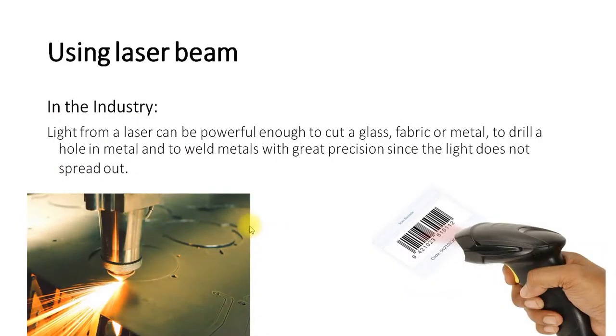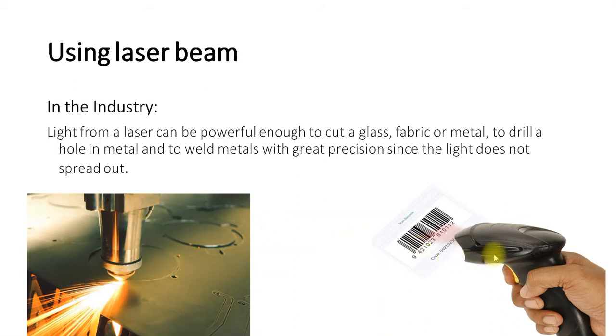Okay, now where and when do we use laser beams? Number one, in the industry. Light from lasers can be powerful enough to cut glass, so we employ lasers to cut glass neatly in the industry. Not just that, we can cut piles of fabrics or even metals. We can even use it to drill holes in metals or to do welding with greater precision. That's for stronger laser beams.